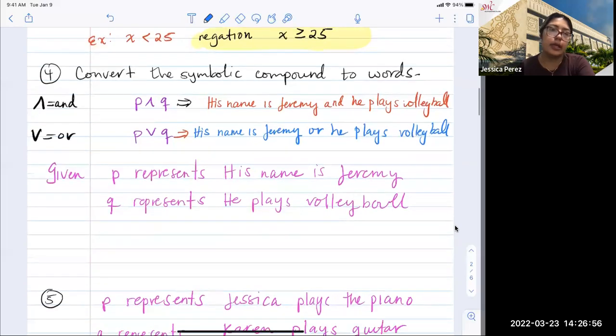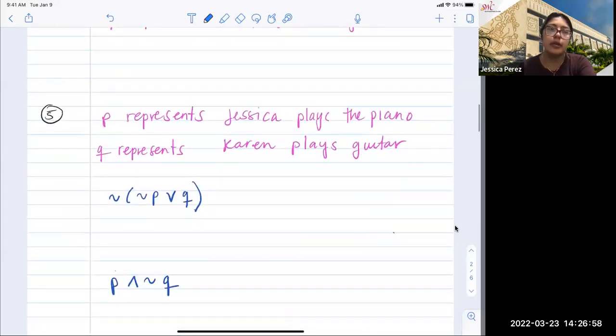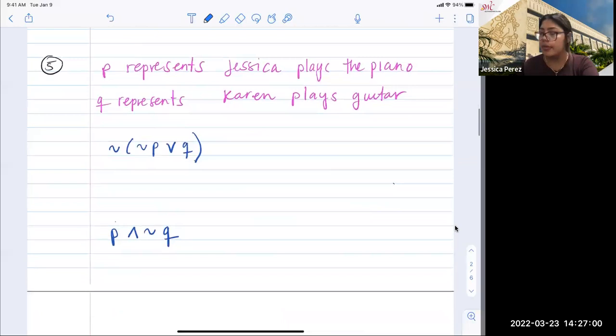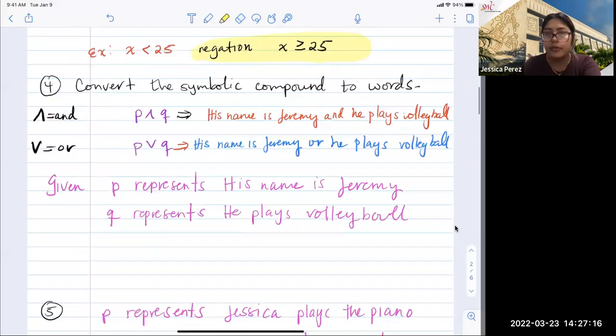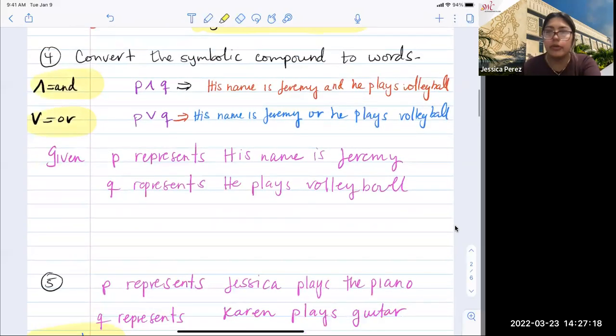Okay, as you're writing this down, number 5, let's go ahead and talk about this. Remember, this symbol is negation. So make sure you're writing down the symbols. Very important for this chapter.